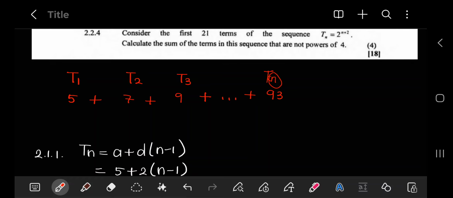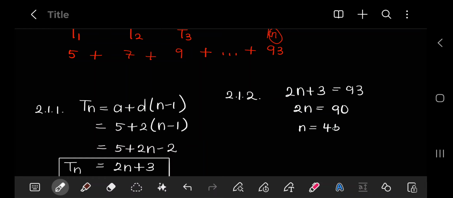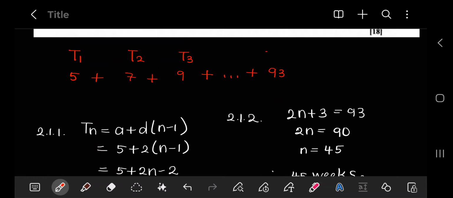But the best way to do this is to calculate it. So we know for questions like this, all we have to do is equate our general term to that value, which is 93. So I've got 2n + 3 = 93. I'm going to take the 3 over to the right. It will subtract. I'm left with 90. Divide throughout by 2. n is 45. So it means that this program was 45 weeks long. So this is T45.